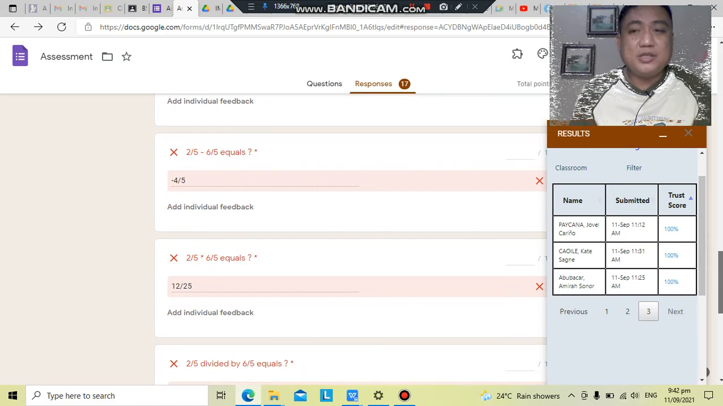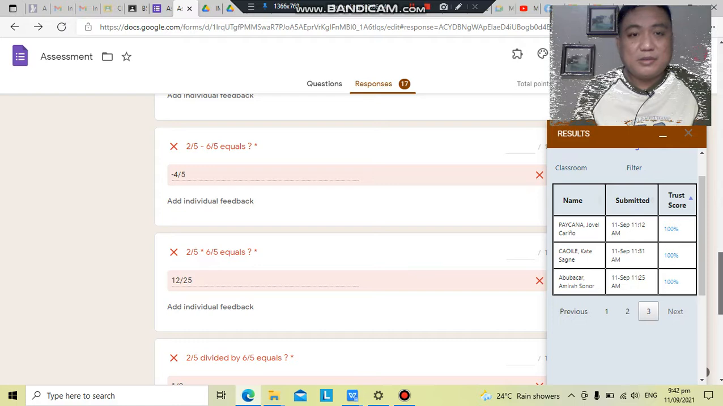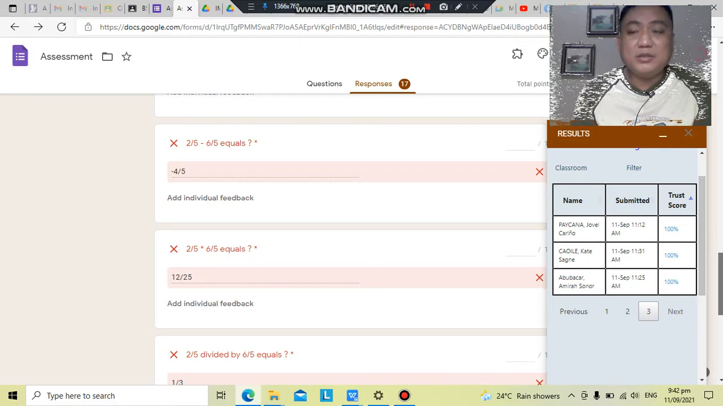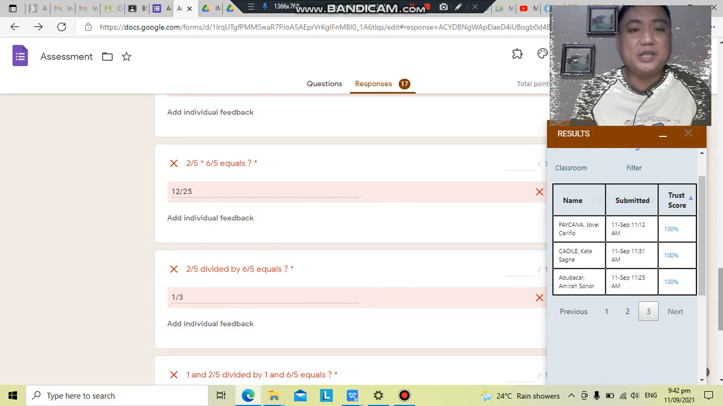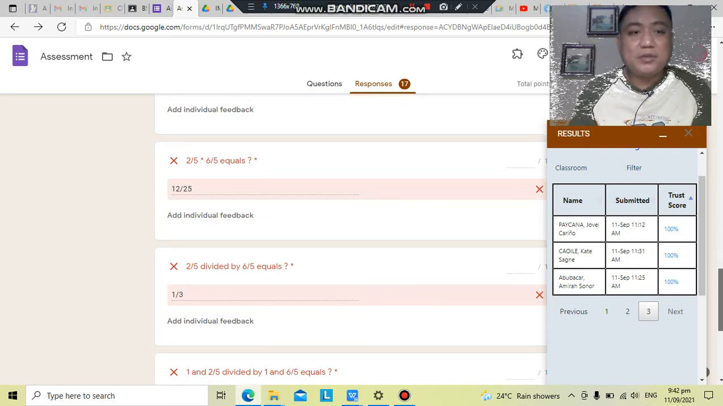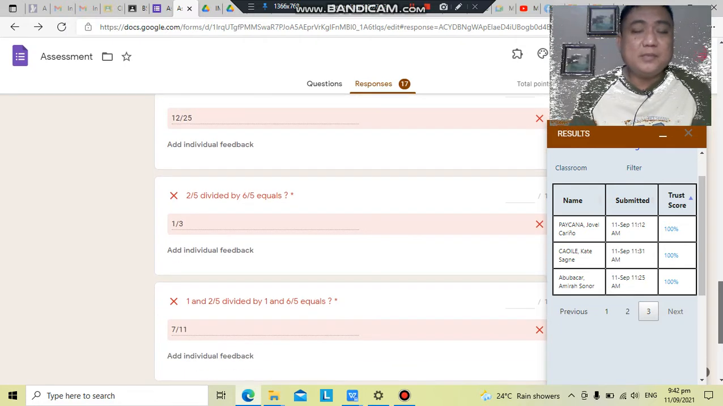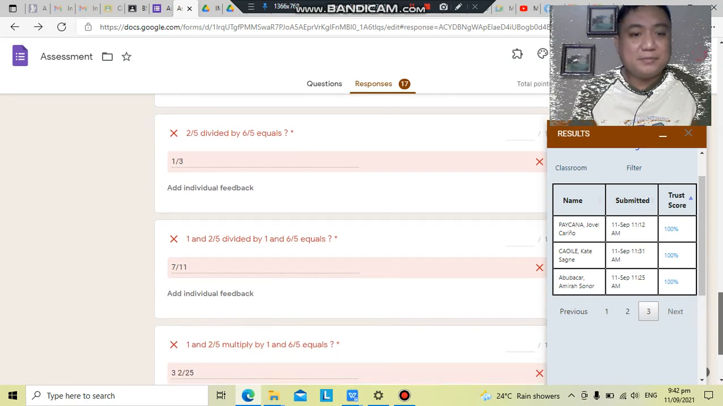For subtraction, same po. So 2 minus 6, that is negative 4. So remain the denominator, which is 5, since like terms. For multiplication, multiply the numerator and denominator, then reduce it to its lowest term if possible po. For division, you need to get the reciprocal of the second one, then proceed to multiplication and reduce to its lowest term if possible po.